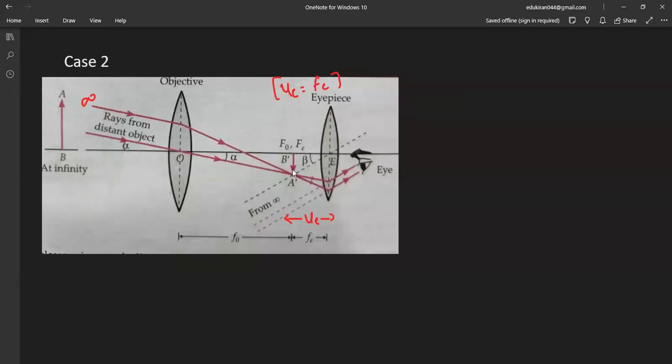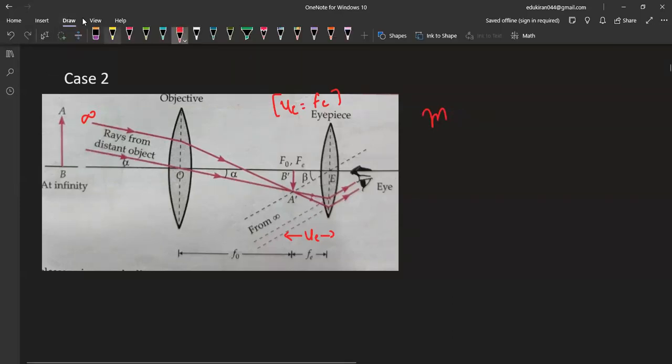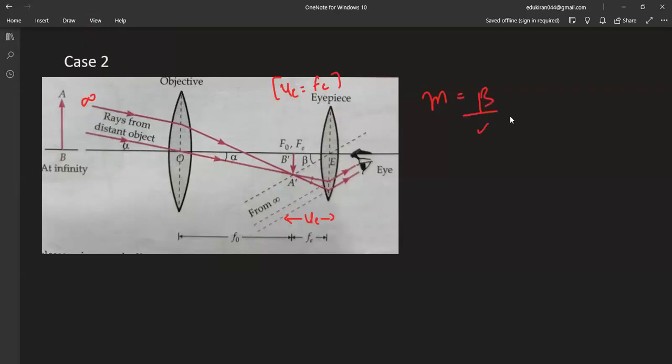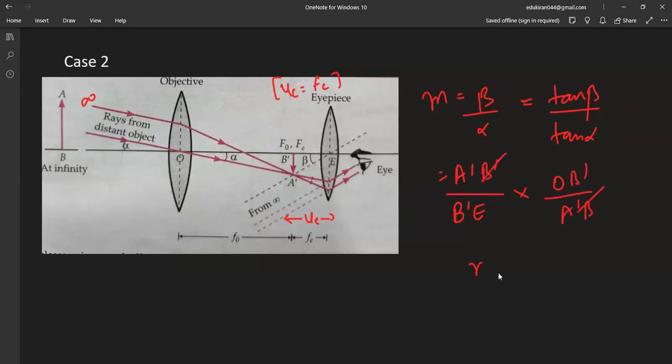Rest alpha is same, beta is same. I think it's better in this image also. It's more clear. Till the previous step, this will be the same. M will be equal to beta by alpha, which is approximately equal to tan beta by tan alpha. Beta and alpha have no difference in this question. So same thing, you will get A dash B dash by B dash E into OB dash by A dash B dash. So magnification will be equal to OB dash by B dash E.